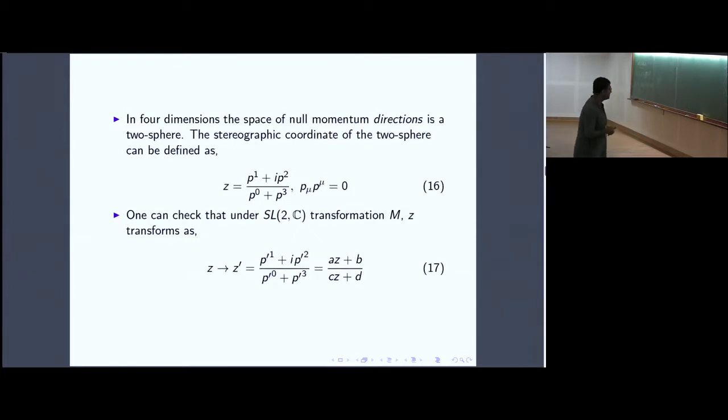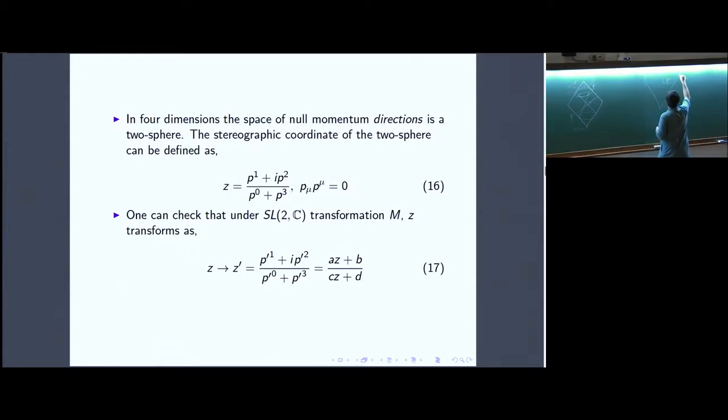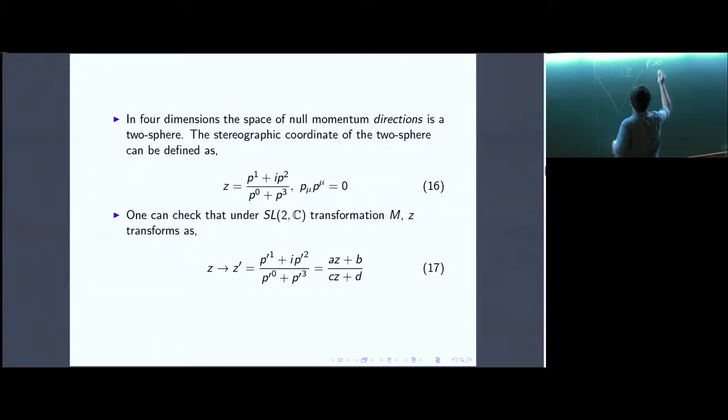Now let me draw this picture in P space. I have this P space and I have this cone. P0 is always greater than or equal to 0; there is a tip of the cone. But you have these null directions. This is actually an S2, a cross section of the cone. The cone is 3-dimensional, and this cross section is a 2-dimensional S2, and you have these vectors pointing like this. They all lie on this cone.